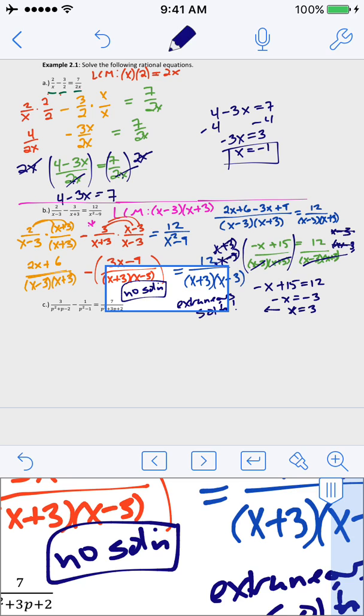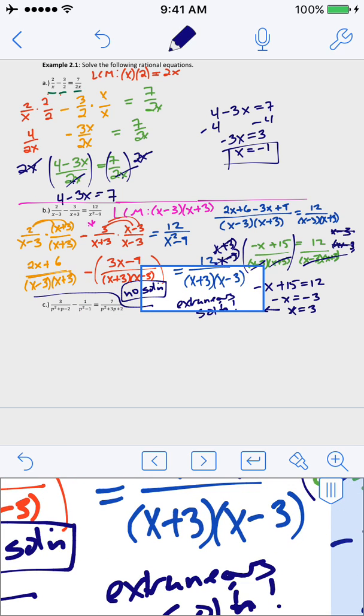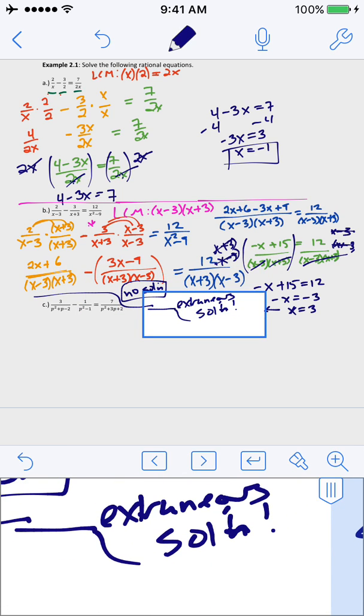That's just how it goes. The only one that would have made sense there is 3, and 3 violates our domain. So it just doesn't have an answer. It's a no solution problem. So you always want to check those domains.